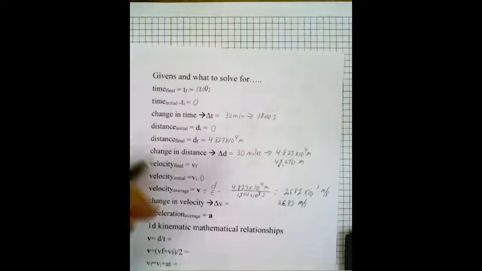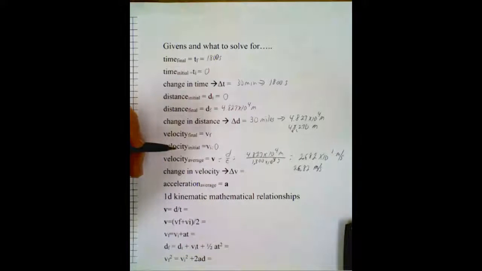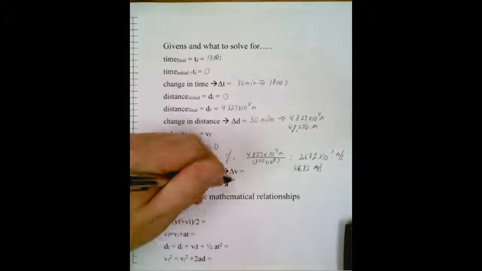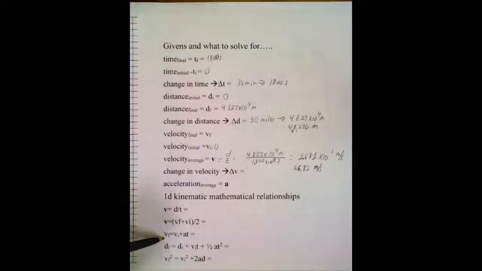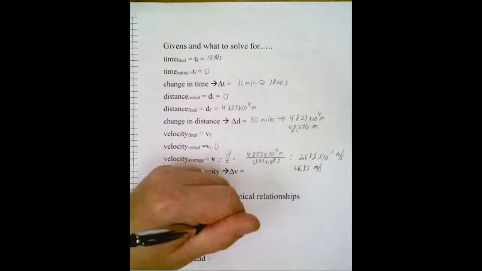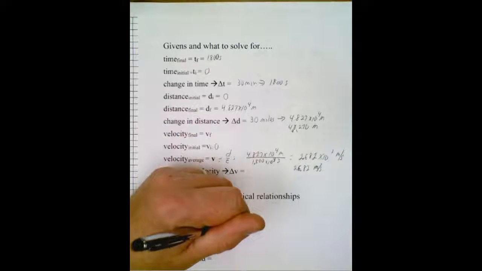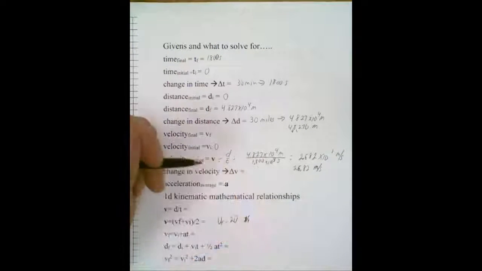48,270 meters. As far as that goes, change in velocity. Well, if we go over here to velocity final initial, we can simply say change in velocity is final minus initial. Well, we need to know what velocity final is. Well, velocity final can be taken from the average, which is this one here. So velocity final becomes velocity average minus velocity initial times 2.